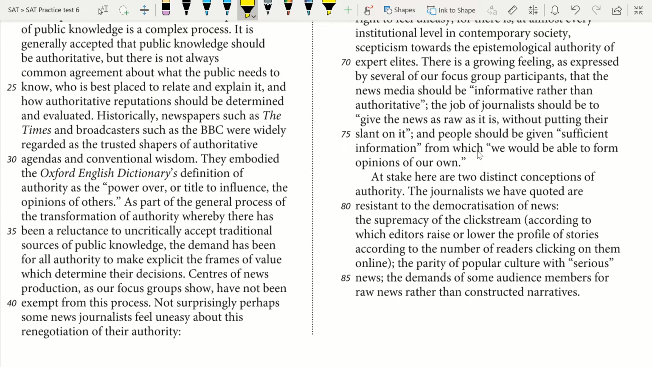Historically, newspapers such as the Times and broadcasters such as the BBC were widely regarded as the trusted shapers of authoritative agendas and conventional wisdom. They embodied the Oxford English Dictionary's definition of authority as the power over or title to influence the opinions of others. As part of the general process, the transformation of authority, whereby there has been a reluctance to uncritically accept traditional sources of public knowledge, the demand has been for all authority to make explicit the frames of values which determine their decisions. Centers of news production, as our focus groups show, have not been exempt from this process. Not surprisingly, perhaps, some news journalists feel uneasy about this renegotiation of their authority.